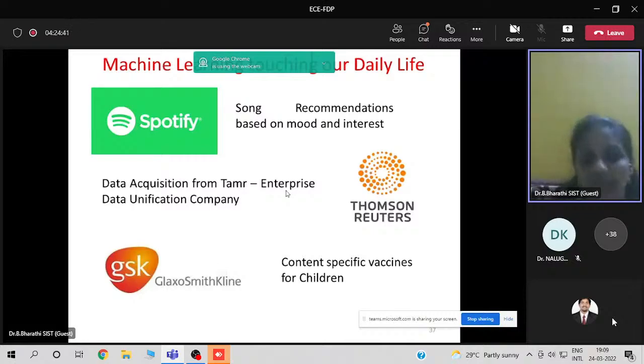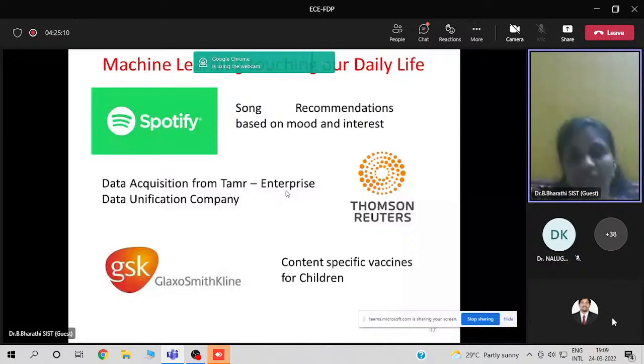Tamar is one data acquisition model which collects data across all the indexed publications, unifies it, and uploads it to Thomson Reuters. Because you do publications in different citation indexes and different journals, based on the authorship, the type of viewership, and the citations, Tamar is the one which adds it to Thomson Reuters.